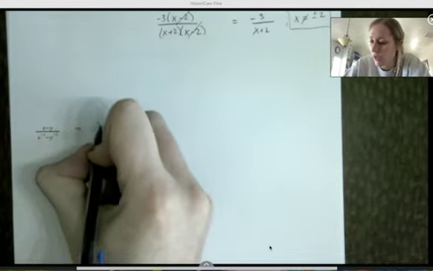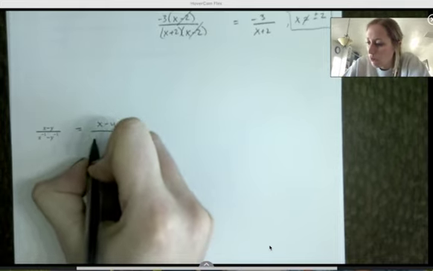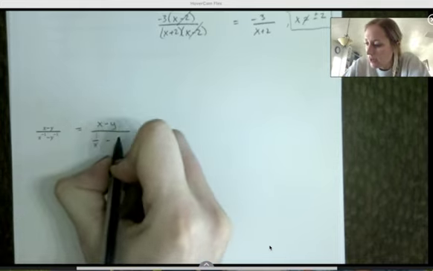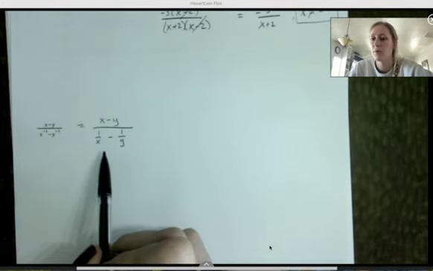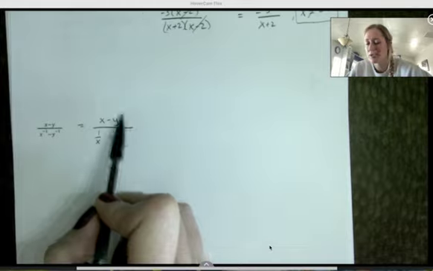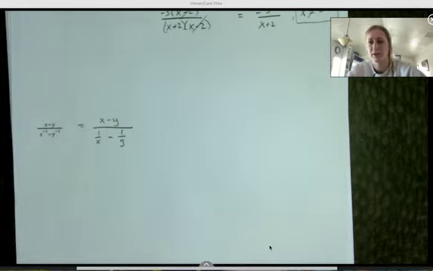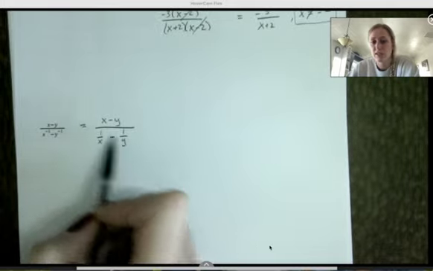Okay, in this one, remember something to the negative 1 is 1 over that value. So this is really x minus y over 1 over x minus 1 over y. Now, thinking about order of operations, I want to simplify the numerator and denominator first if I can before doing the division. So I actually do want to do this subtraction first.